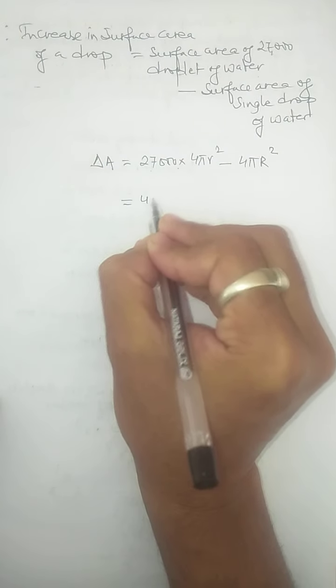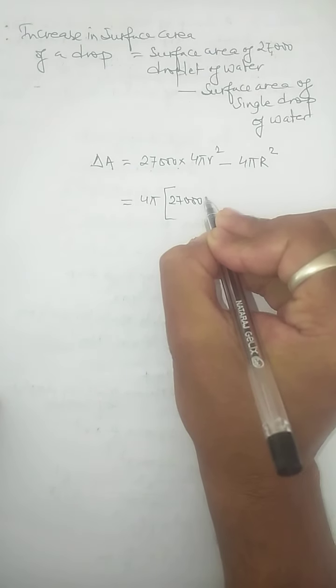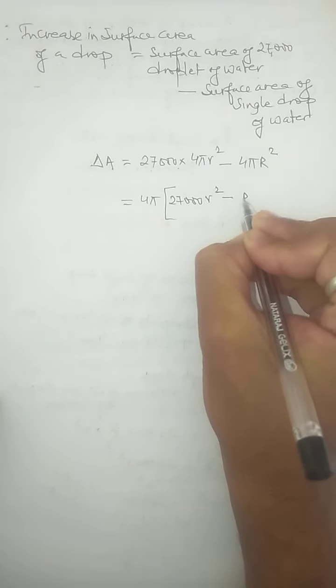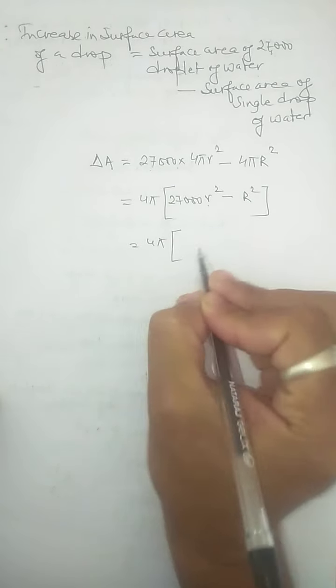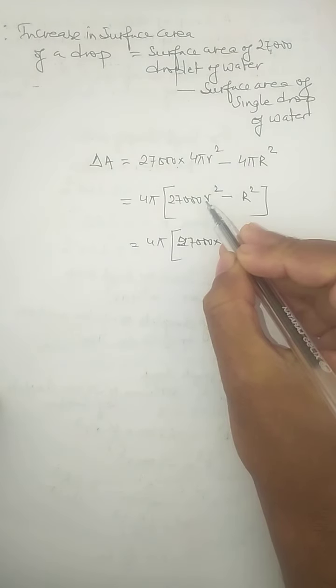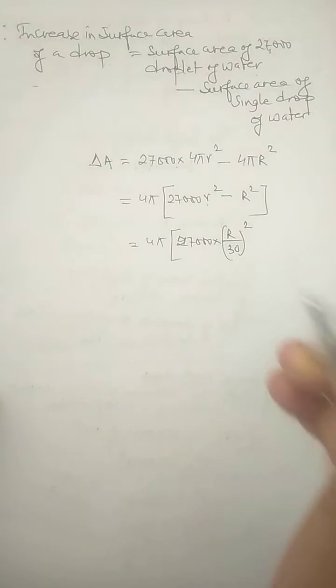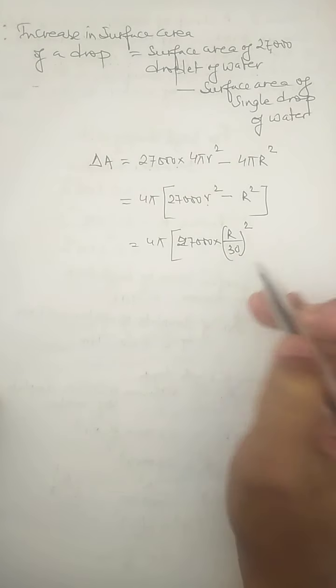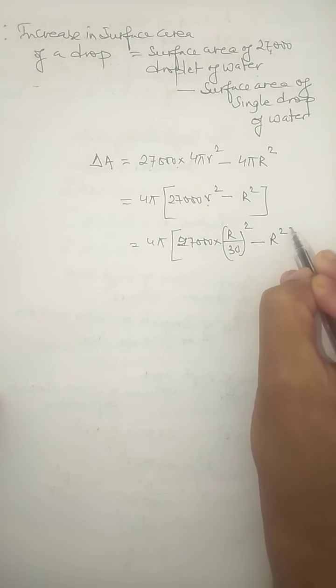Now what I do, I'll take the common factor in the expression. The common factor is 4 pi. So inside the bracket I'll put 27,000 into r square, minus capital R square. Now I replace small letter r by capital R. So in the expression, this is 27,000 into small letter r, which is capital R by 30, because we have already calculated that the radius of the small droplet of water is R by 30. So I replace small r by capital R by 30 with whole square, minus R square.